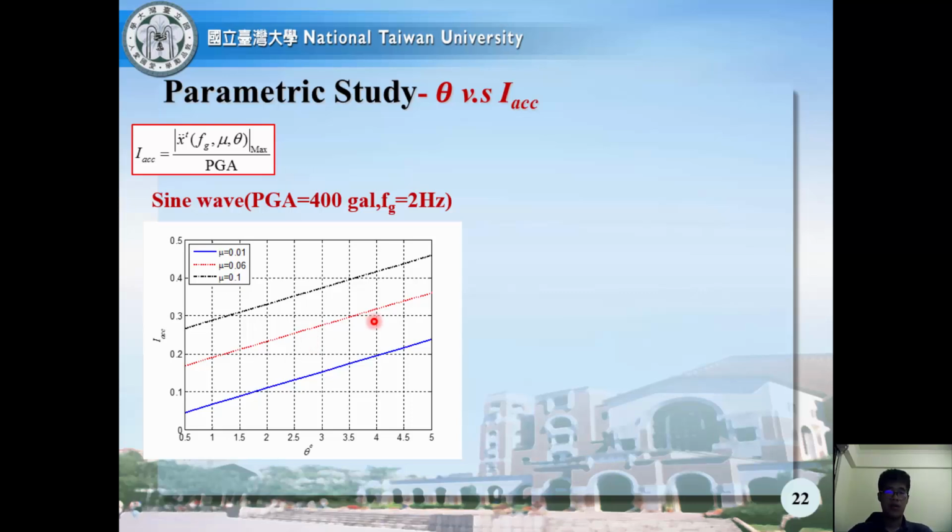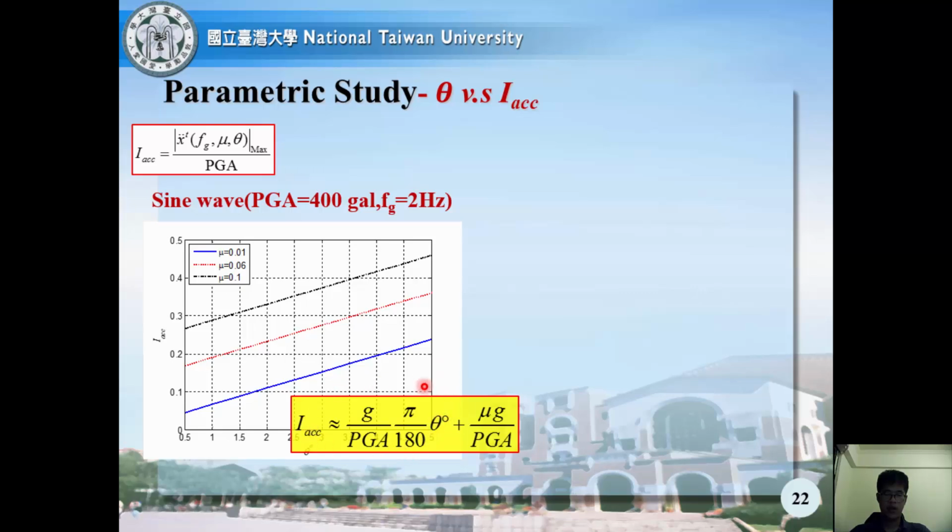From the relationship between mu g over PGA and IACC, we already know that the larger the friction coefficient, the larger the absolute acceleration. So it is a reasonable trend that a larger friction coefficient will have a larger absolute acceleration in this figure. Based on the aforementioned experiments, the relationship can be written in this form, which indicates that this term will be the slope for each linear relationship, and this will be the y-intercept for each linear equation.